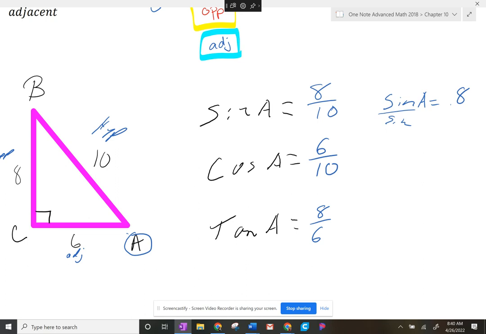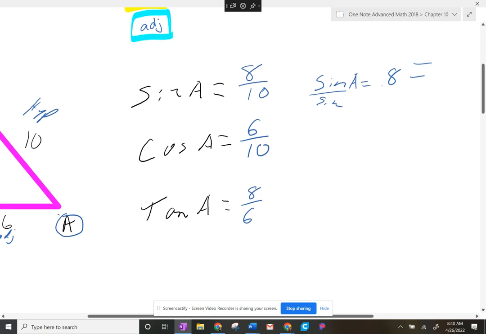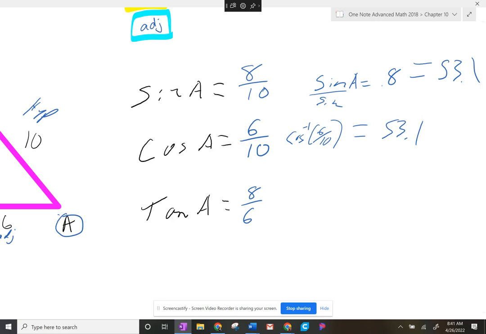So if I solve for this top one, I'm not going to make us do every single step, but I got 53.1. All of these, because it's still the exact same angle, should give me the exact same degree. So in your calculator, I want you to do the inverse of cosine of 6 over 10. They should all be the same. So I should get 53.1. If I do the inverse of tangent of 8 over 6, I should get the exact same answer again.